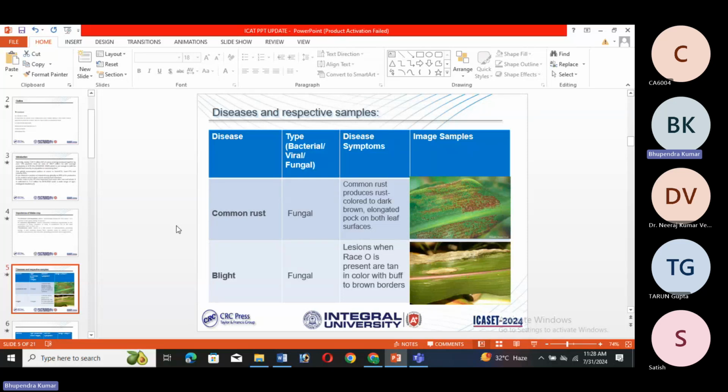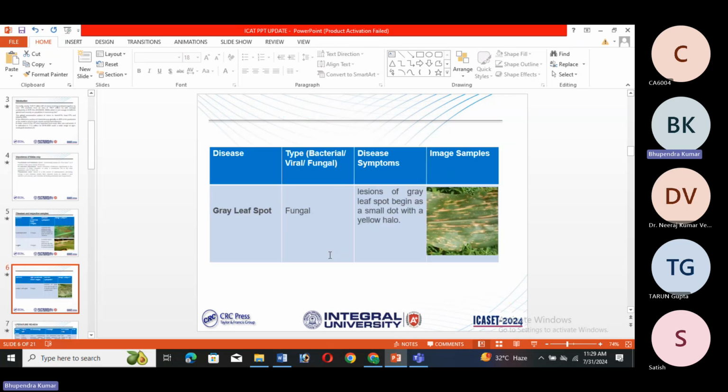In this research, we focus only on fungal type diseases. The first one is common rust. It is a fungal disease, and the symptoms of common rust are rust-colored to dark brown pustules on both leaf surfaces, and that is the image sample. The second one is blight. It is also a fungal type, and the symptoms are lesions that, when race O is present, are tan in color with a buff to brown border.